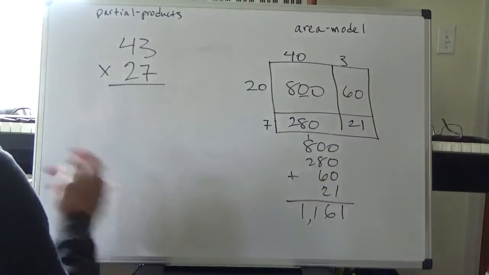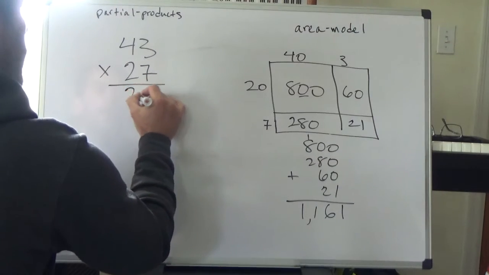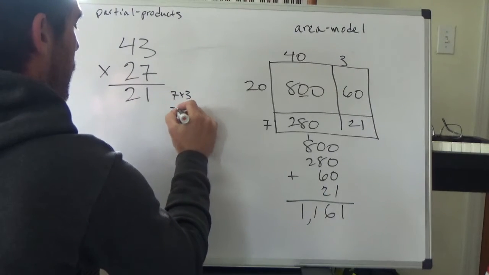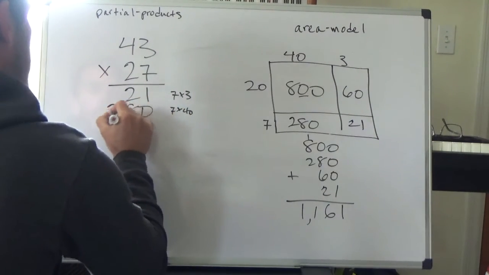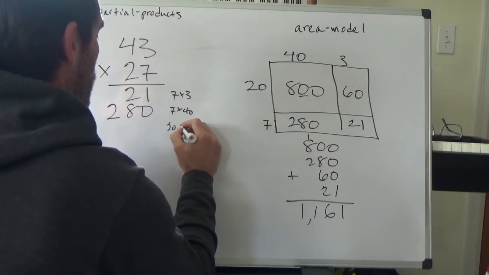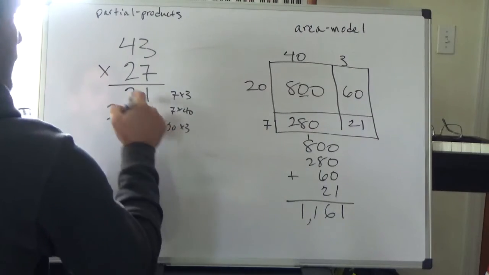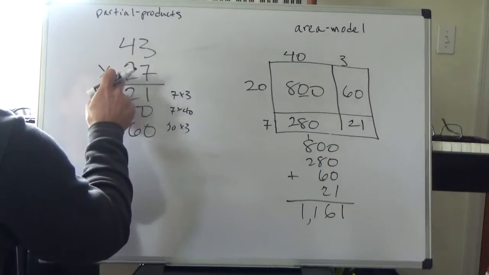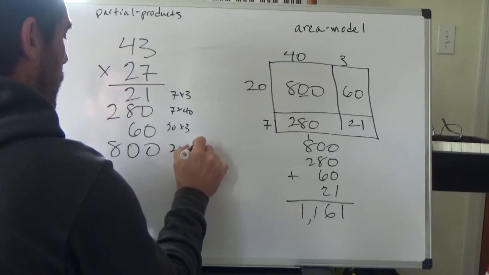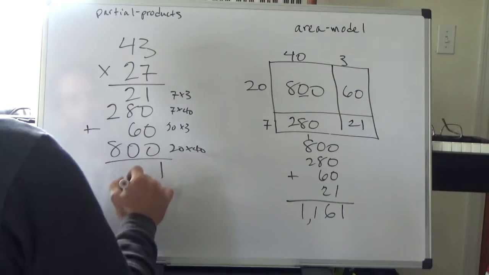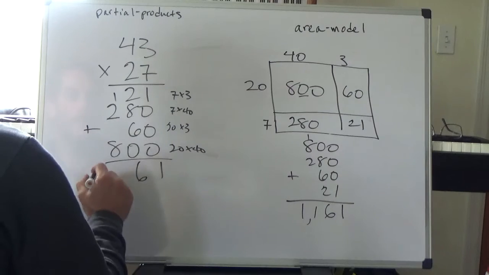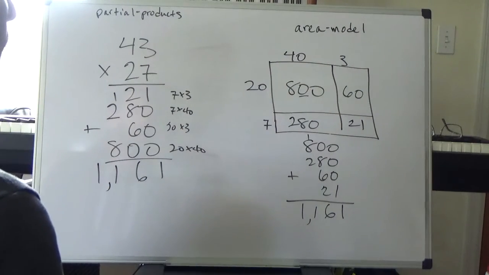So let's try it over here. 7 times 3 is 21. 7 times 40 is 280. Now this is 20 times 3, which is going to give me 60. Now 20 times 40 is going to give me 800. If I add these together, I end up getting the same thing I did over here. 8 and 2 is 10 plus another one, 1,161.